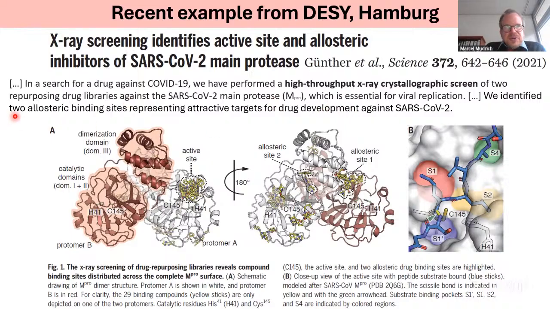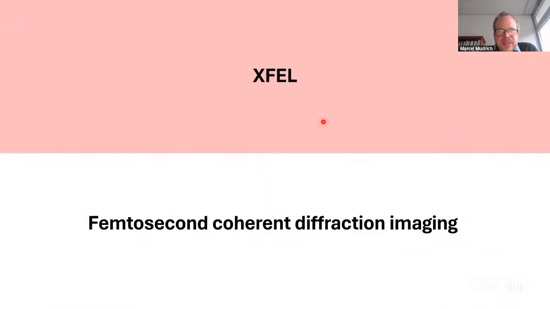We identified two allosteric binding sites that represent attractive targets for drug development. So this is an example where more basic research facilities like the PETRA synchrotron in Hamburg were actually used. I'm not sure if in the end the study helped to develop a real drug, but at least this gave some information about what kind of drugs could be efficient to fight against COVID. All right, but now let's get back to XFEL.